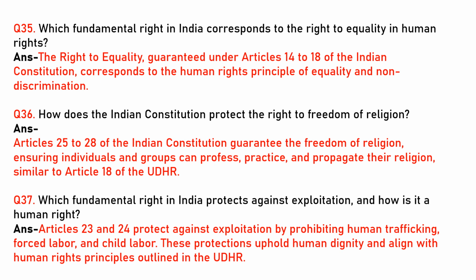The right to equality is guaranteed under Articles 14 to 18. You must remember these two articles. Articles 14 to 18, the right to equality guaranteed under the Constitution of India, correspond to the human rights principle of equity and non-discrimination. How does the Indian Constitution protect the right to freedom of religion? Articles 25 to 28 of the Indian Constitution guarantee the freedom of religion, ensuring individuals and groups can profess, practice and propagate their religion, similar to Article 18 of the UDHR.